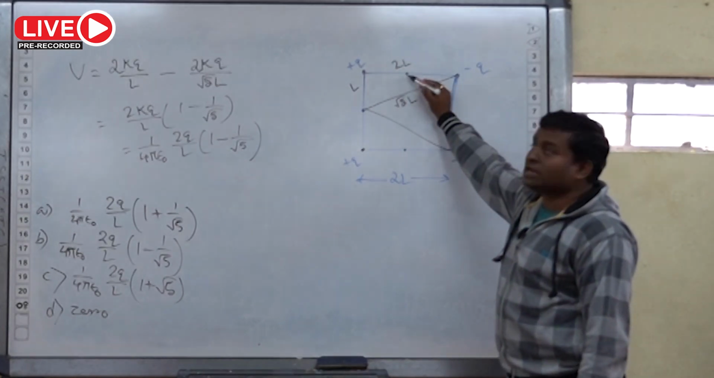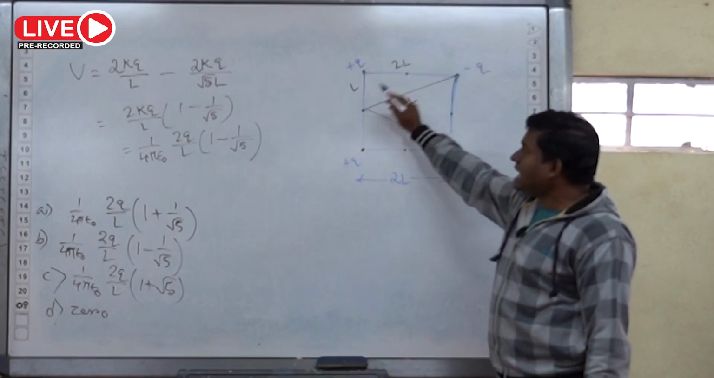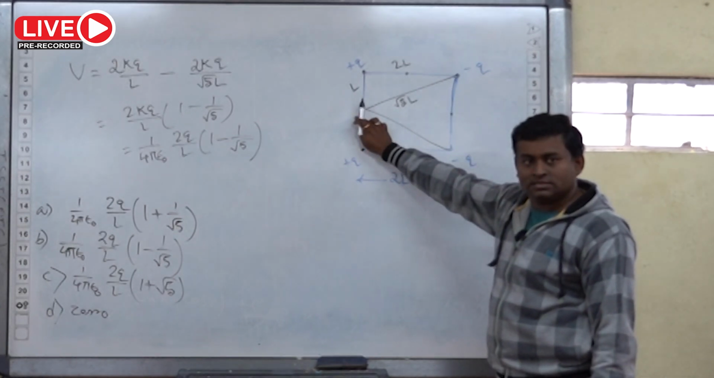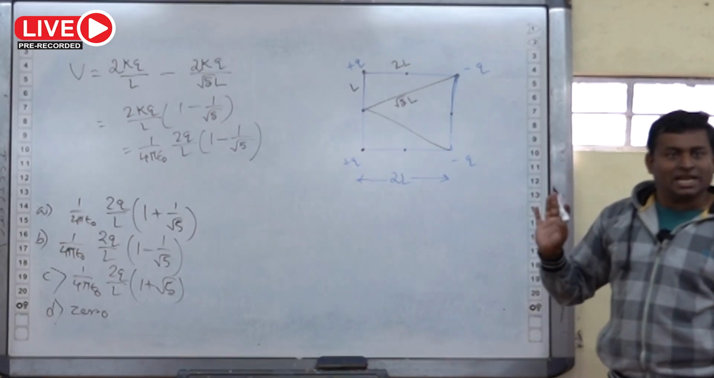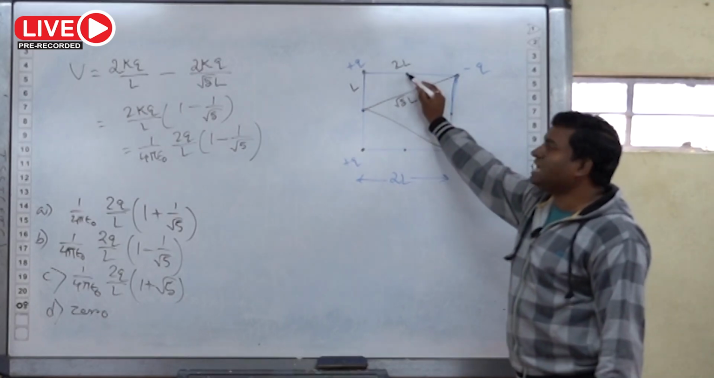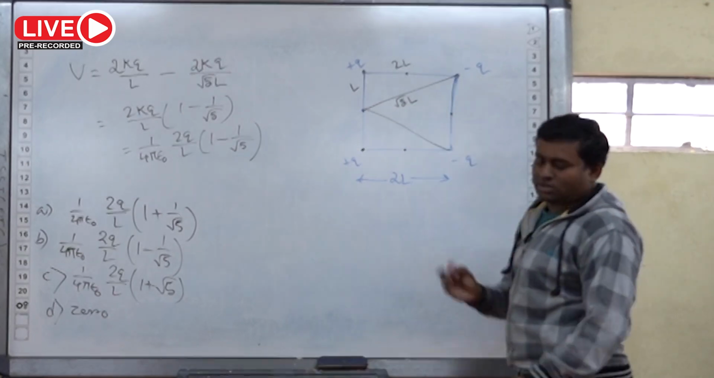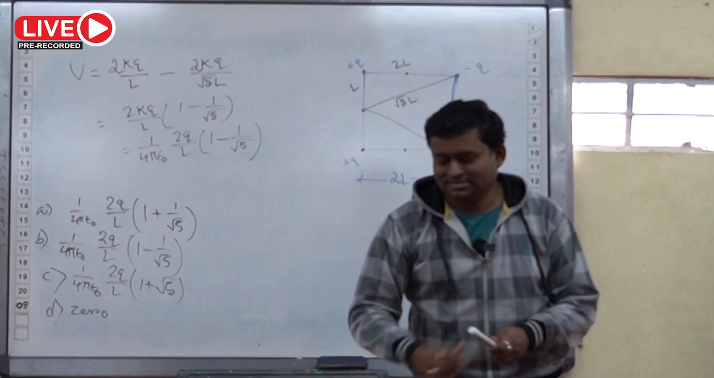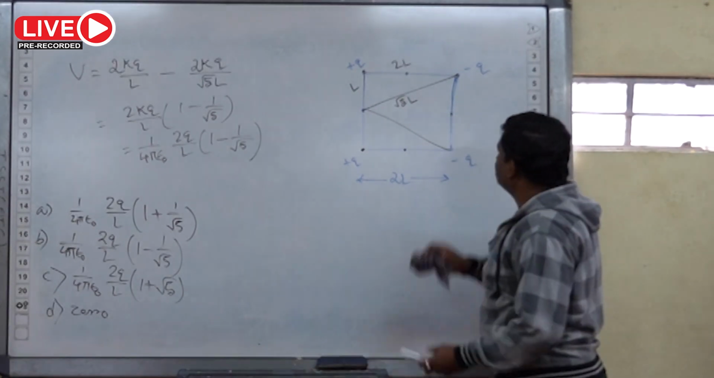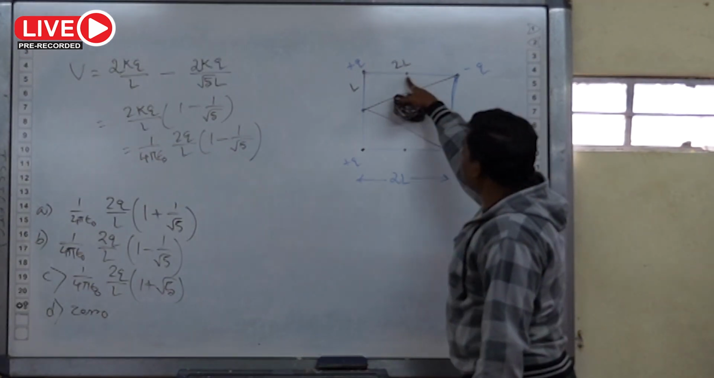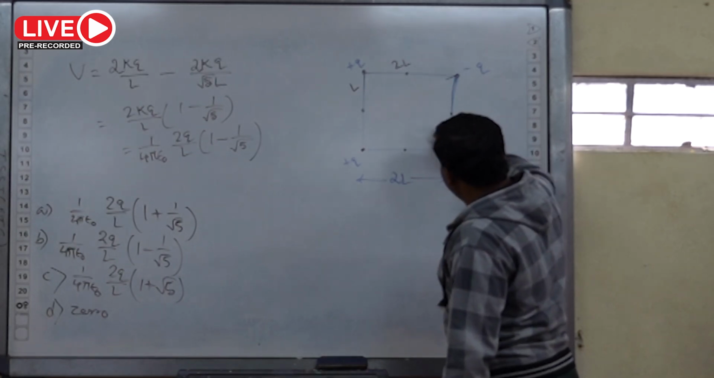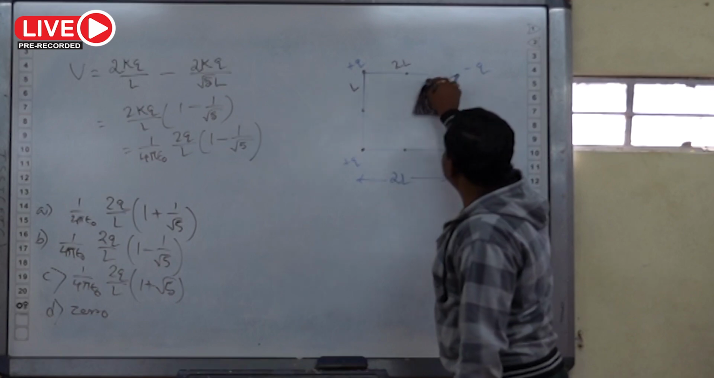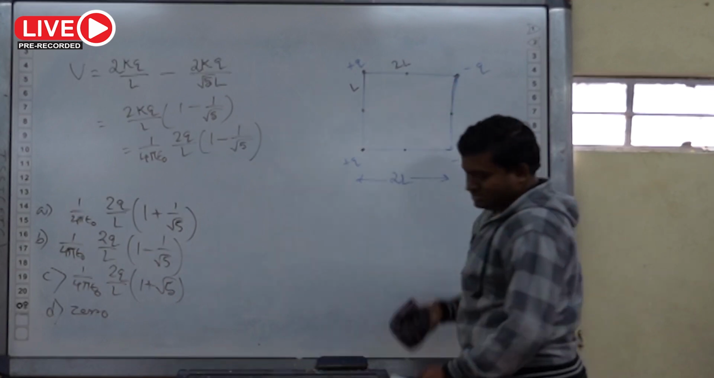No. You have to calculate the potential at this same point. What we have to calculate? Potential. At this point, if at this point potential I can calculate. Okay, fine. You want potential at this point? Okay, fine. Instead of this point, about this point.